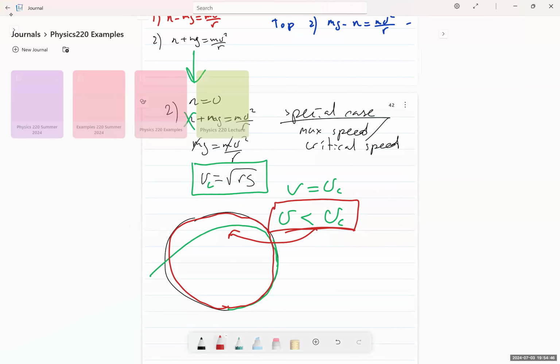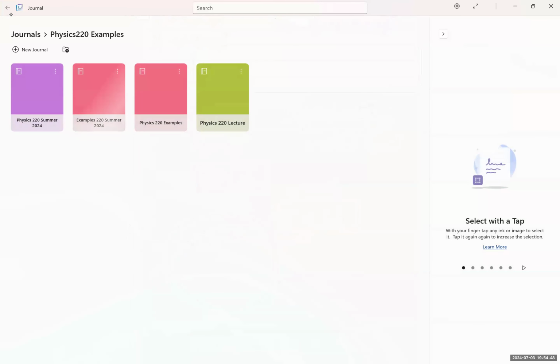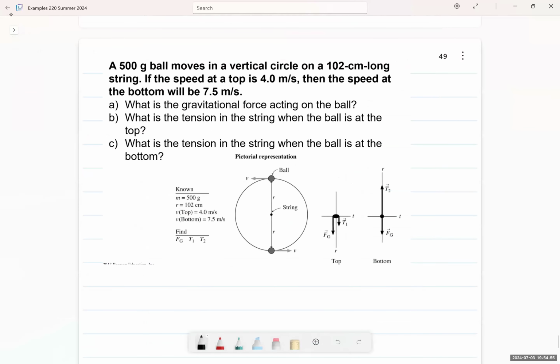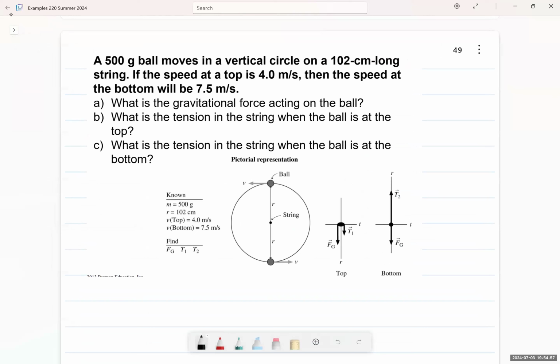Okay, so let's go back down here and solve for that problem. All right, so this is what we have. A 500-gram ball moves in a vertical circle on a 102 centimeter long string. It says if the speed at the top is 4 meters per second, then the speed at the bottom will be 7.5 meters per second. What is the gravitational force acting on the ball?